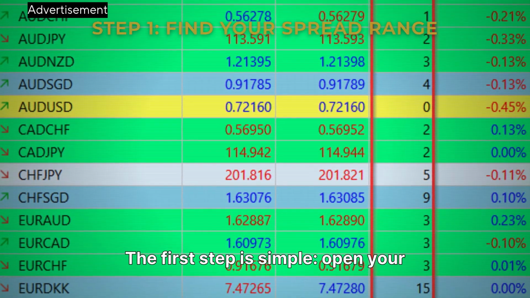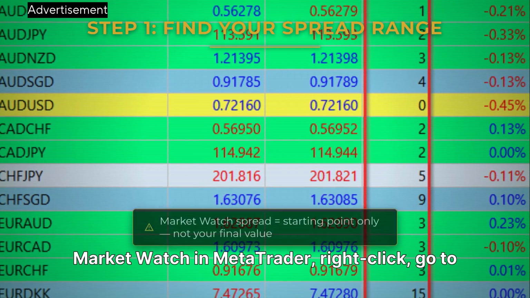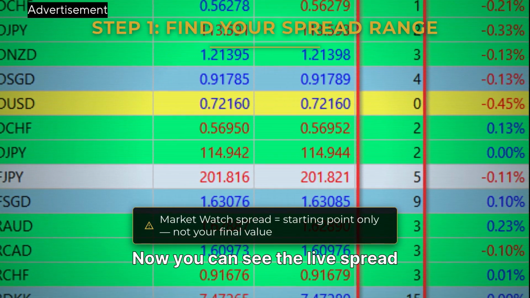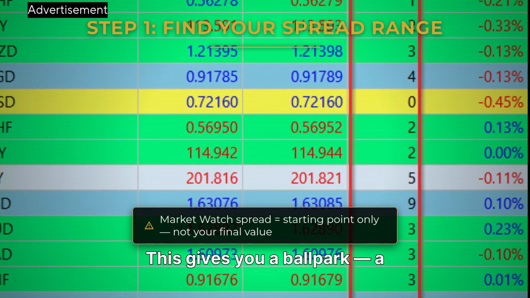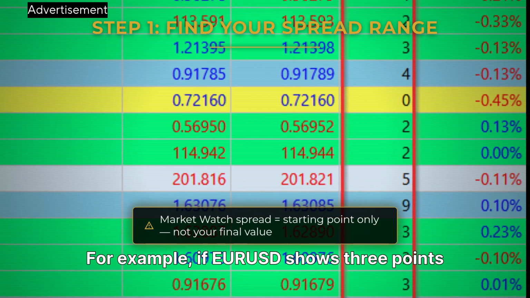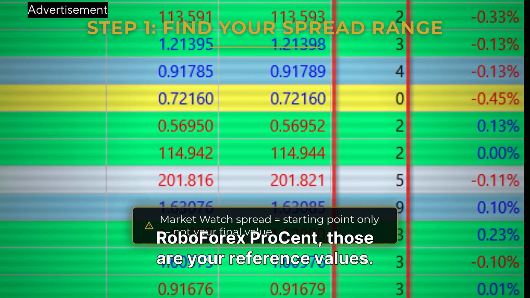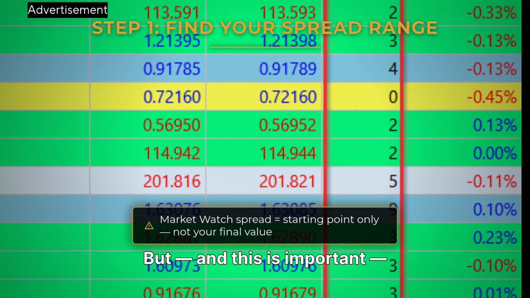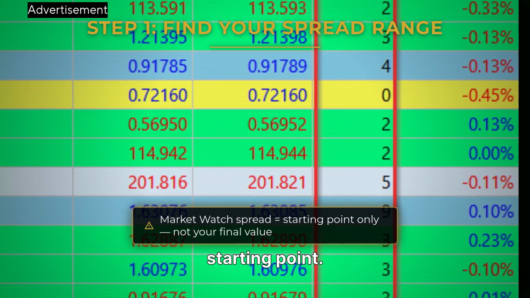The first step is simple. Open your market watch in MetaTrader, right-click, go to Columns, and enable Spread. Now you can see the live spread for every symbol your broker offers. This gives you a ballpark, a starting range to work with. For example, if Euro-Dollar shows 3 points on IC Trading and 17 points on RoboForex ProCent, those are your reference values.